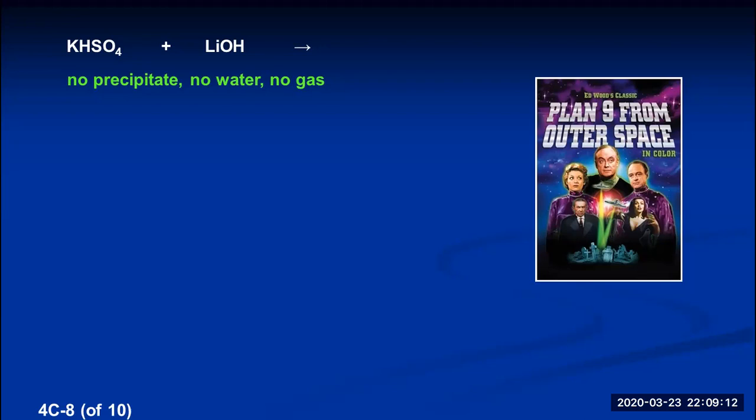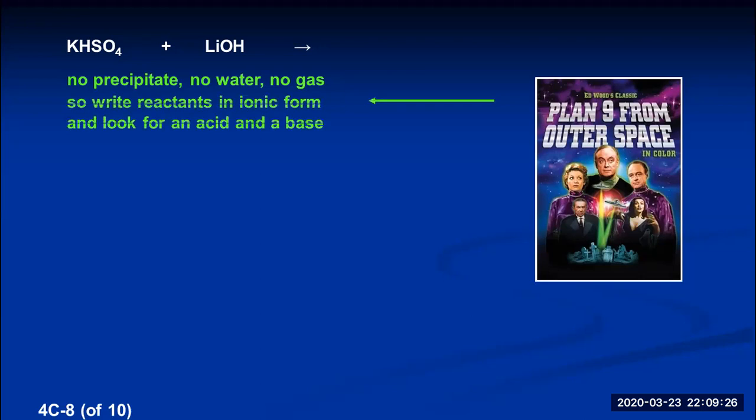And so I thought, no better way to actually use it than right here when you get to this point where you're switching partners, you don't get a precipitate, don't get water, don't get a gas. What are you going to do instead? You need a new plan, and that's going to be Plan 9 from Outer Space, and here's what it is. You are going to write the reactants in ionic form, and then you're going to scan over all those reactants and see if you can find a Bronsted acid and a Bronsted base.